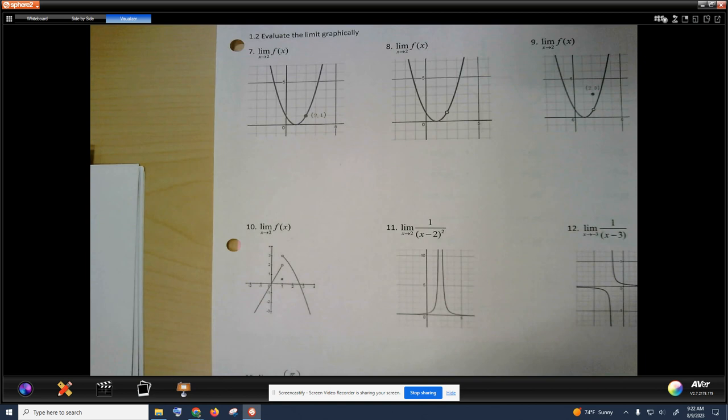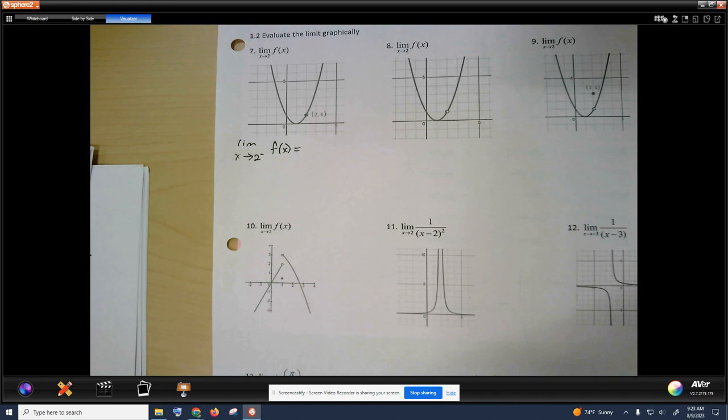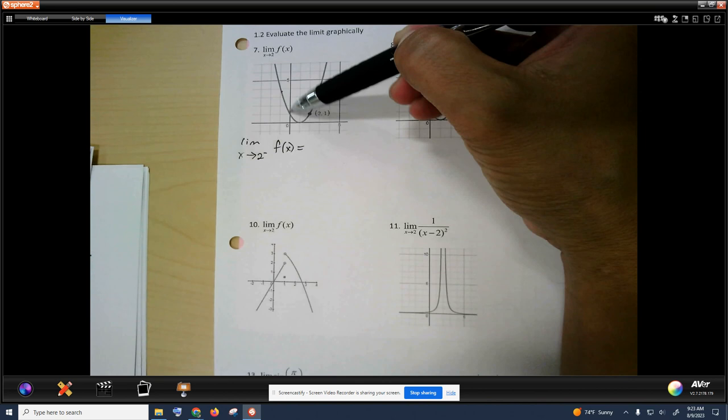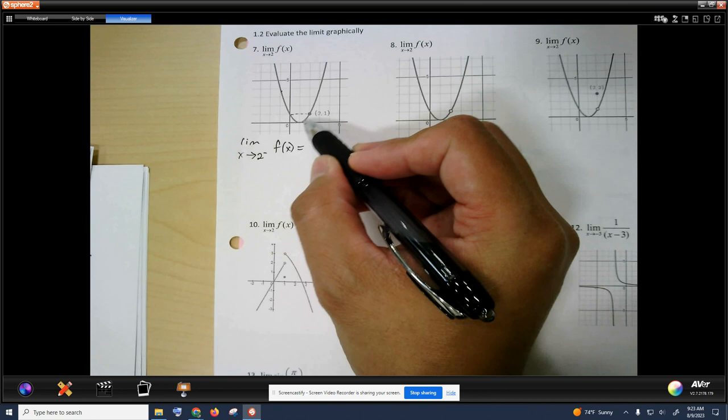So this, when you guys take a look at the graph, same idea. You're still going to look at approaching 2 from the left. Write a statement about that. And you're going to trace the dot as you get to 2. And you're going to say, what does the y value look like it's getting to for this one? If we come from the left, it's going where? The y value is going to 1.